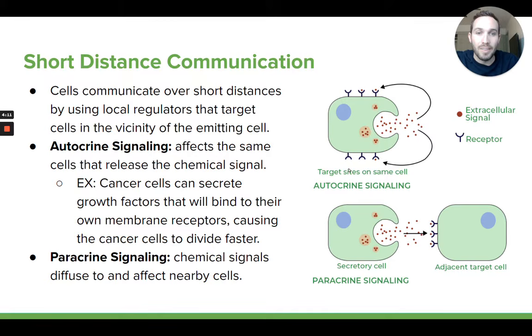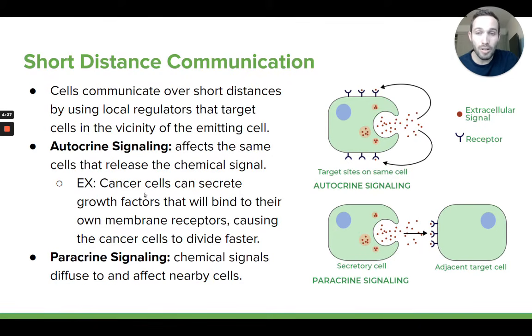And then there are other types of short distance communication. It is possible for cells to also communicate with cells that are very close by without direct contact. And so there are a couple of examples called autocrine and paracrine signaling, where cells are going to release a signaling molecule. They're actually going to secrete a signaling molecule, a ligand, that's then going to bind to receptors on a nearby cell.